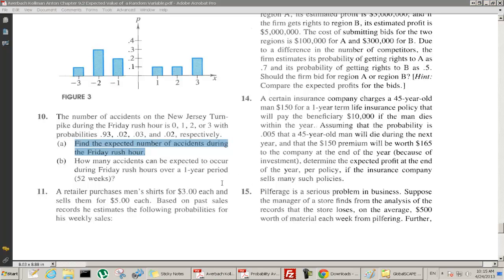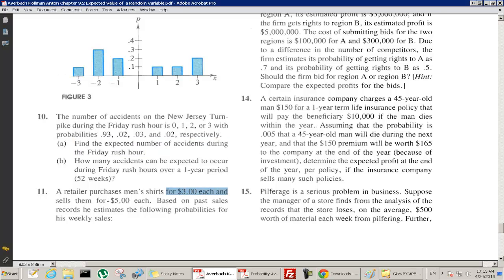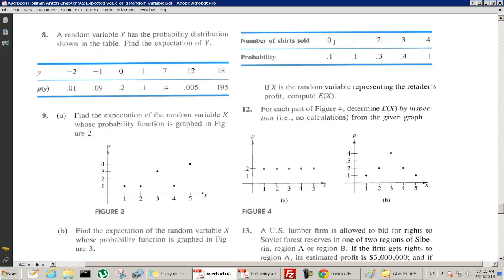Okay, let's look at another example. A retailer purchases men's shirts for $3 each and sells them for $5 each. So he purchases them for $3 and sells them for $5. Based on past sales, he estimates the following probabilities for his weekly sales. So there's a chance that he may sell no shirts. He may sell 1, 2, 3, and 4 shirts with these probabilities. If X is the random variable representing the retailer's profit, compute the expected value of X. So how do you do that?